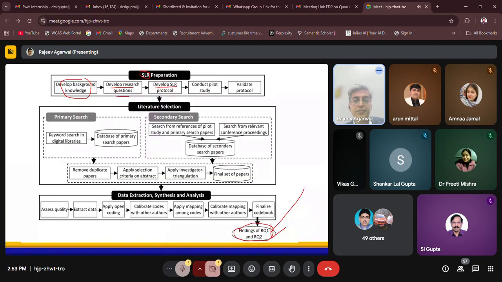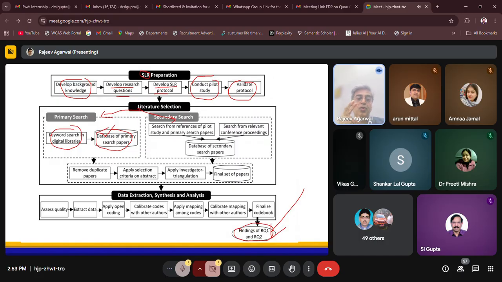Then there will be an SLR protocol. I have given you one protocol, PRISMA. There are a number of protocols. Then you need to do a pilot study to check whether this protocol is valid. For literature review, you have to do two things: primary research and secondary research. Primary is keyword search in libraries, so databases of primary research papers. The databases are Scopus, Web of Science.